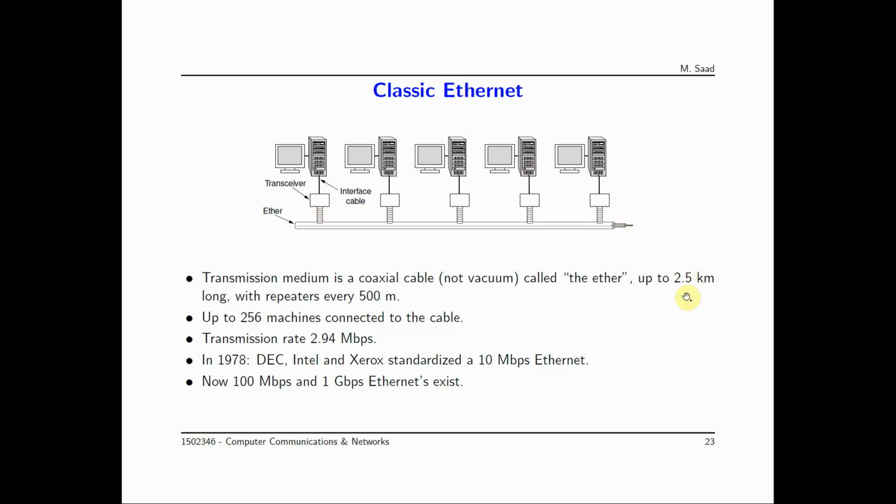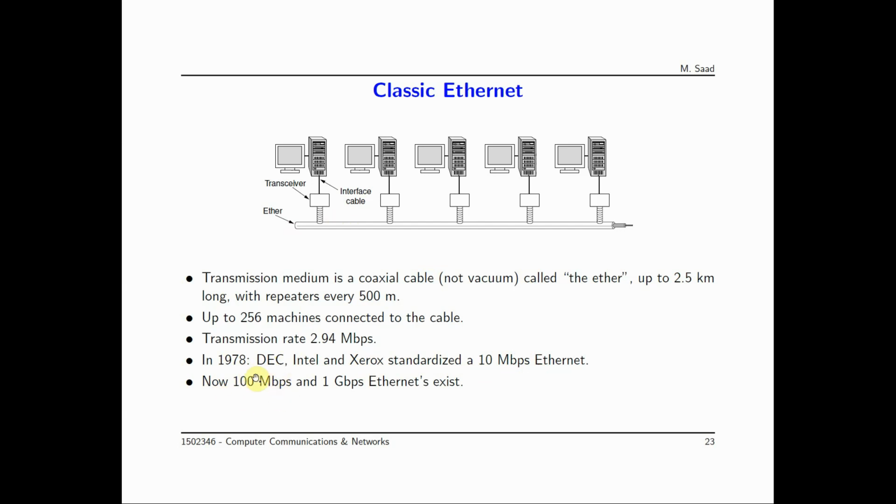That cable can be up to 2.5 kilometers long with repeaters every 500 meters. So every 500 meter segment, we have a repeater that strengthens the signal and forwards it to the next cable segment and so on. In total, we could have up to 256 machines connected to the Ethernet cable. Originally the data rate was 2.94 megabits per second. In 1978, three companies, DEC, Intel, and Xerox, standardized a 10 megabit per second Ethernet. So the Ethernet became faster. It can support 10 megabits per second.